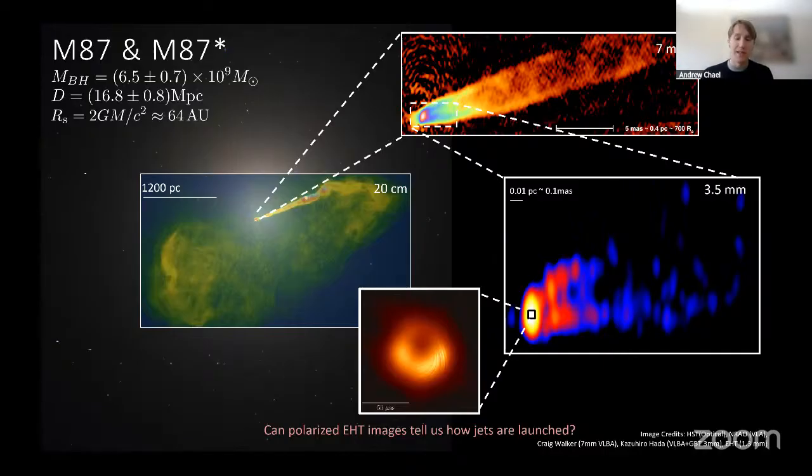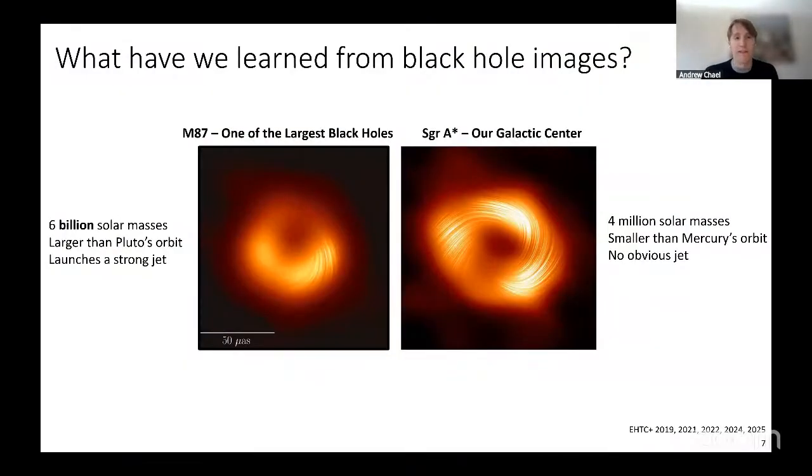But basically, the key question that I work on these days is trying to understand, can these images, particularly of M87, which is looking at the very heart of this extragalactic jet, begin to tell us about the processes of how these jets are launched and how magnetic fields and black holes work together to produce these spectacular outflows of energy. So we've learned a lot from black hole images.